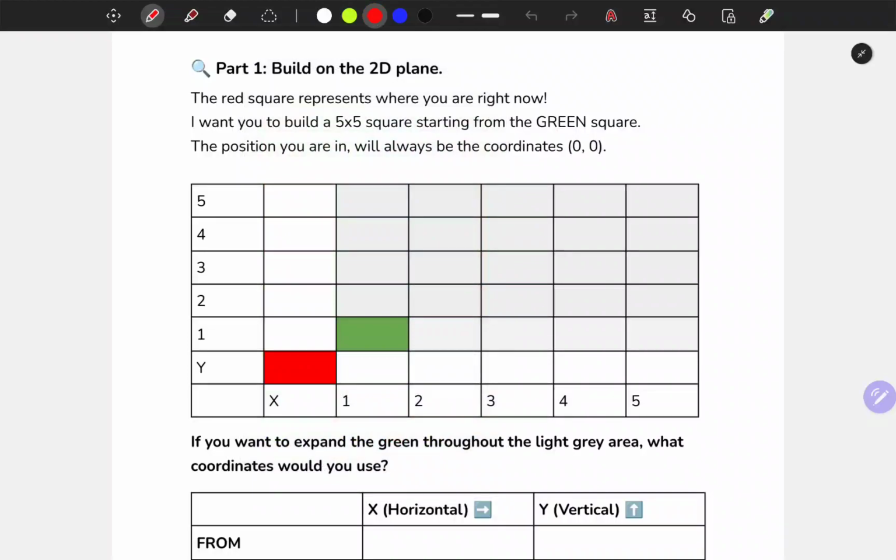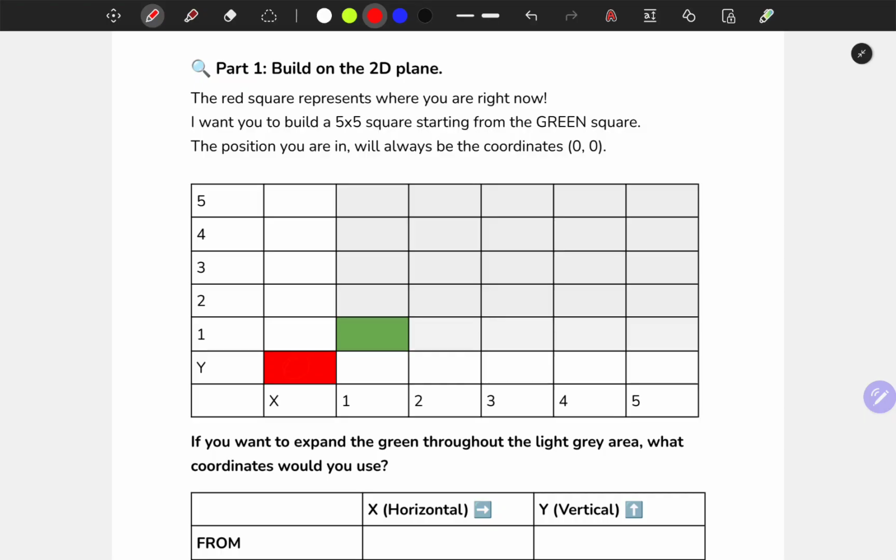It's saying that the red square, which is right here, so you can see that, represents where you are right now. And now I want you to build a 5 by 5 square starting from the green square. Now, bear in mind that the green square is always going to be relative to where the red square is.